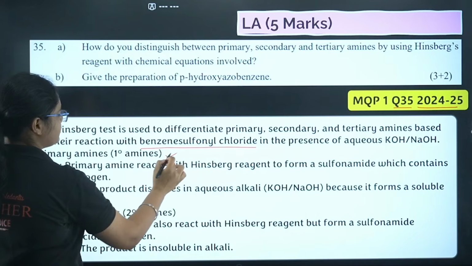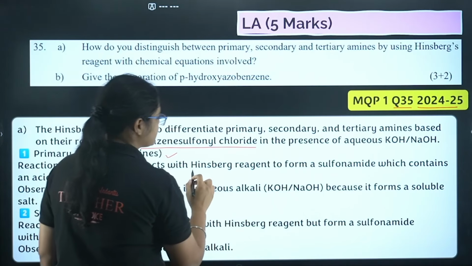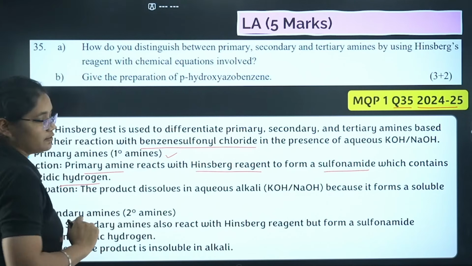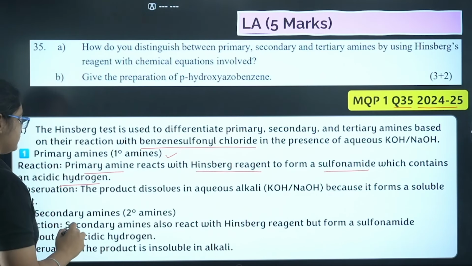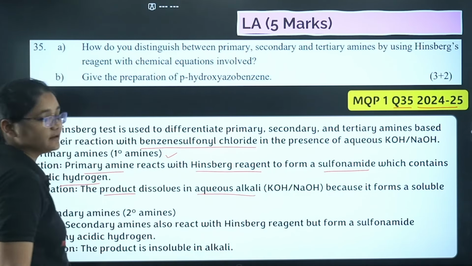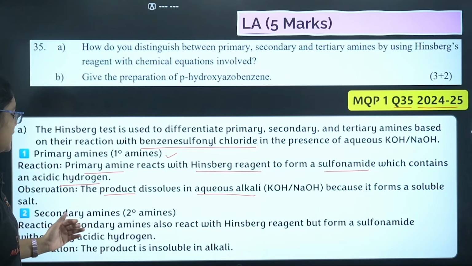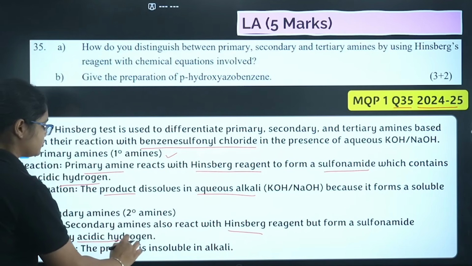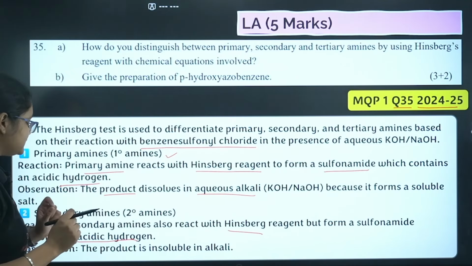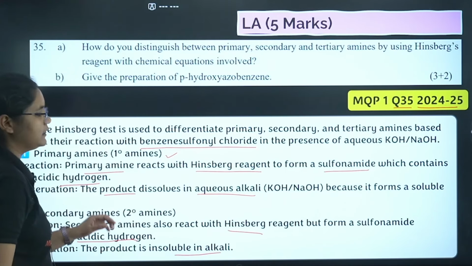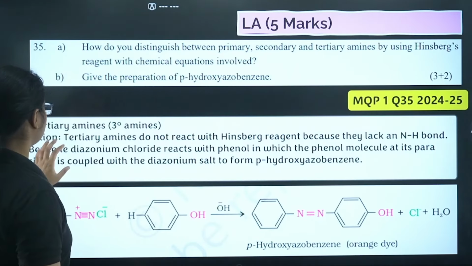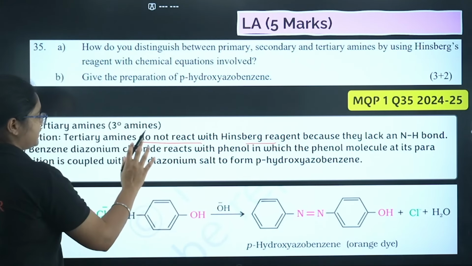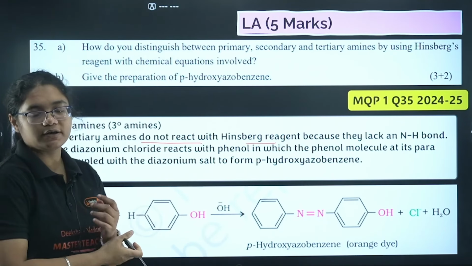So primary amines, how will you differentiate? Primary amines react with Hinsberg reagent to form a sulfonamide which contains an acidic hydrogen. Because of this acidic hydrogen, the product is soluble in alkali. Now if you take secondary amines, what happens? It reacts with Hinsberg reagent to give a sulfonamide, but it does not contain any acidic hydrogen. If there is no acidic hydrogen, it is insoluble in alkali. And tertiary amines do not react with Hinsberg reagent at all, and that is how you can differentiate.